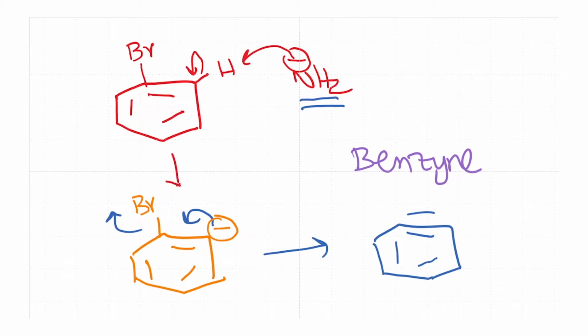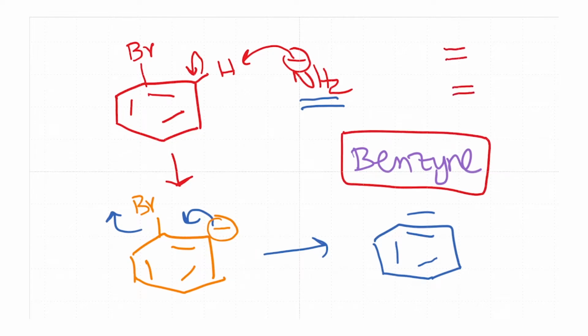corresponding alkyne, which is known as benzyne. Okay, so this benzyne is the alkyne equivalent of benzene. So as you know, an olefin is usually referred to as an alkene, and when you have a triple bond, this is referred to as an alkyne. So similarly, this is benzyne.